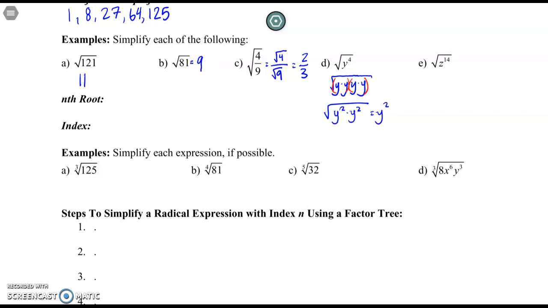With E, I'm going to show you a simpler way to do this. One thing that's really nice and easy is we can think about the square root as us looking for pairs. In the previous example, we had a pair of y's on the outside. If we think about this z to the 14th, it means we have 14 z's underneath the radical, which means that we have 7 pairs of z's inside the radical. So when we take the square root, we get z to the 7th power. However many pairs we have underneath the square root, that's what the exponent is going to be after we simplify the radical.